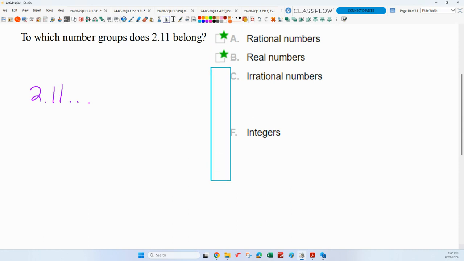Is it an integer? Well, no, right? Not an integer because it's got decimal places after the decimal point, right? So it's not a hash mark on the number line. Okay.